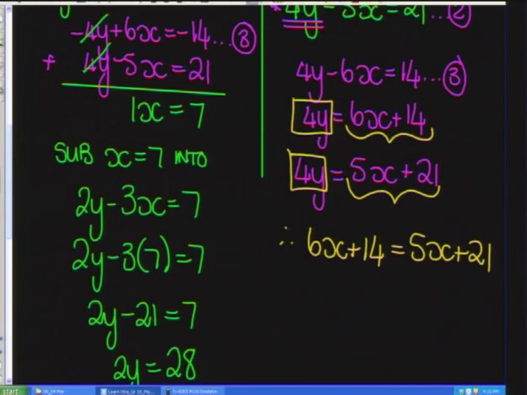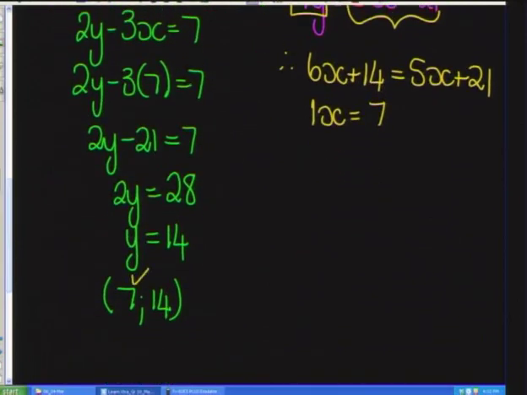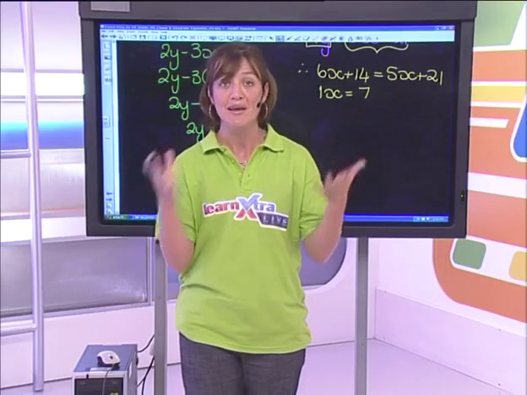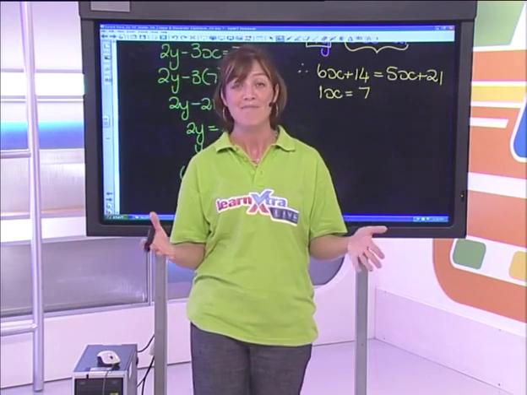So when we bring 5 over, it's going to be 6 minus 5, which is going to leave us with 1x. And we are going to get a 21 minus a 14, and that's going to leave us with 7. So we've got x equals 7, which was the same as what we had on that side over there. And finally, I'm not going to do the working out because it's going to take a bit of time, but obviously we sub it back into either equation 1 or equation 2, and we get the answer.